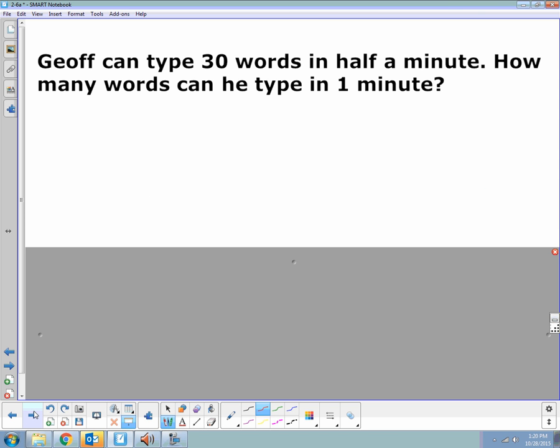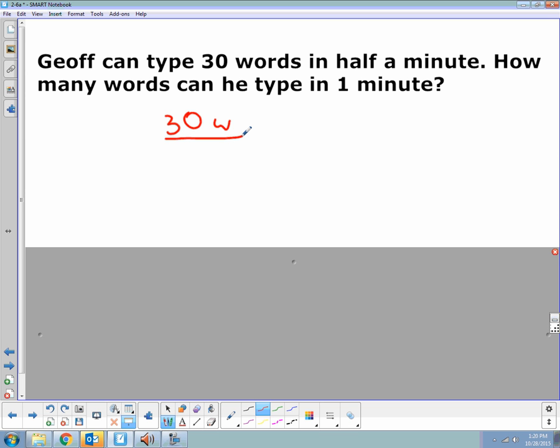So it looks like Geoff, but it's actually pronounced Jeff. So Jeff can type 30 words in half a minute. How many words can he type in 1 minute? So we're looking for that unit rate. So I'm going to set up my rate, 30 words. I'm going to use W for words, in half of a minute.